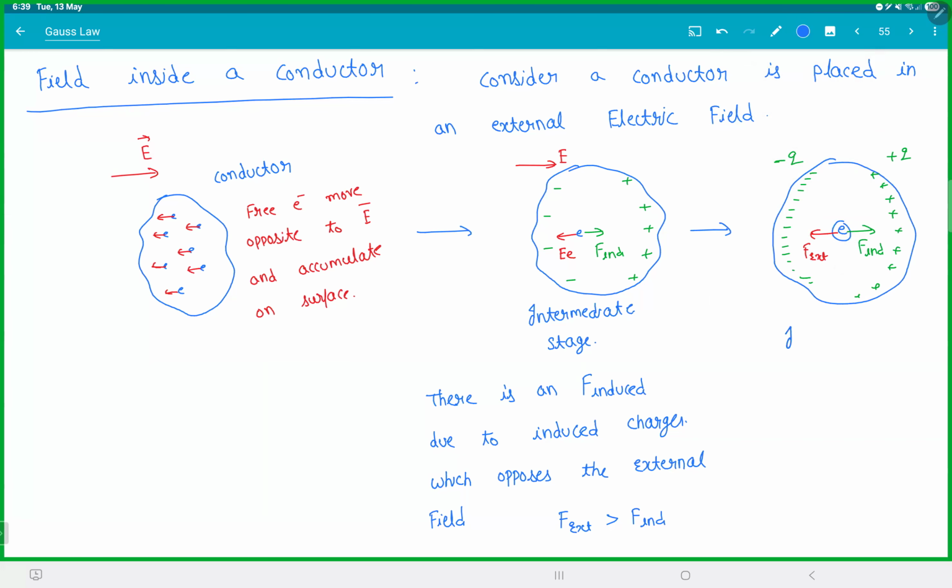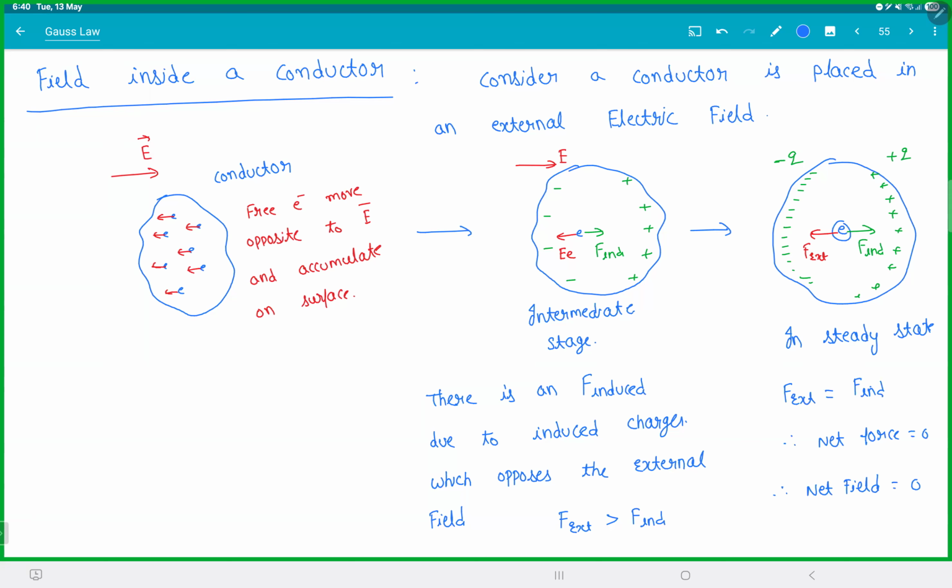So in steady state, F external becomes equal to F induced. Therefore, net force is zero. If force is zero, field is zero. Therefore, net field is zero. There, this is the proof that if you take a conductor and put it in an external field, the field inside will be zero.